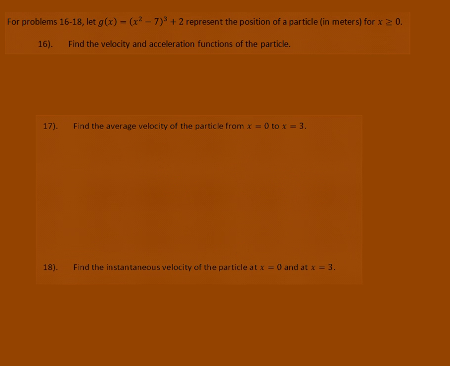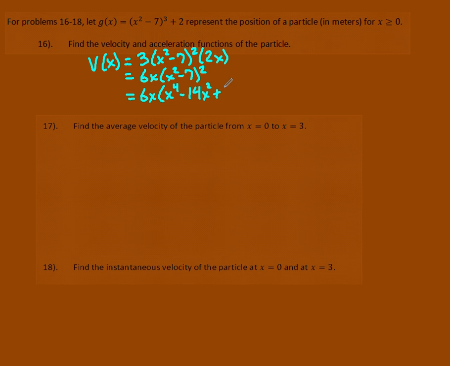All right, in the next problem, g of x is the position of a particle in meters. So first again, find the velocity and acceleration function. Starting with velocity, I got another chain rule here. Derivative of the outside with respect to the inside: my exponent is now going to be 2 when I lower it, times the derivative of the inside, which is 2x. Again, that's a good factored form, but I can make it a little bit easier. I'll have 6x times (x squared minus 7) squared. I might even go a little further: I'll expand that squared part and get x to the 4th minus 14x squared plus 49.